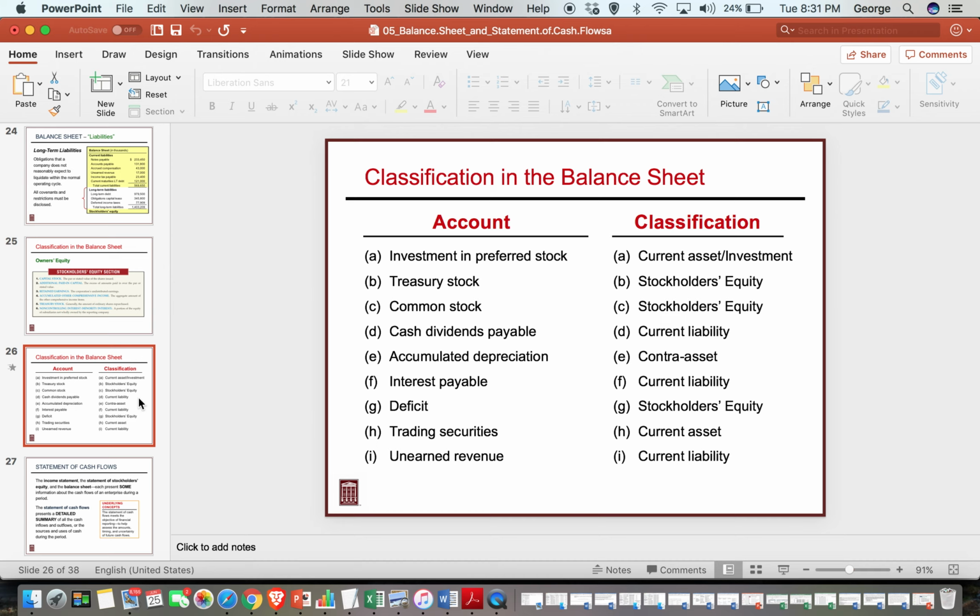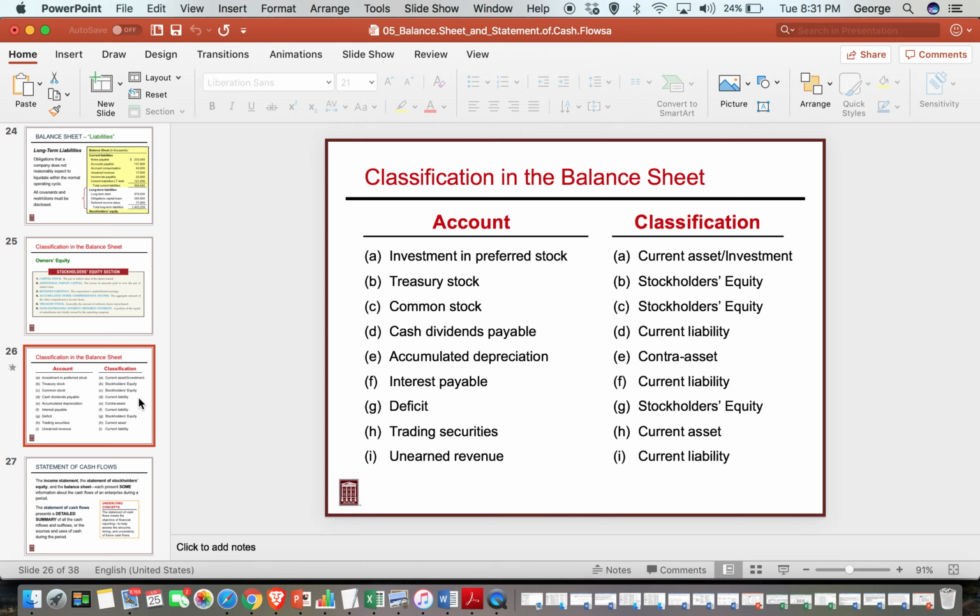All right, so here are some examples of equity accounts and their classifications. Investment in preferred stock would be a current asset, or could be an investment if it's long-term. Treasury stock would be part of equity. Common stock, part of equity. Treasury stock, by the way, is when we buy our own stock back. Common stock is stock that we issue to our shareholders. Cash dividends payable would be a current liability. Normally we pay that within 30 days, I think, of declaring the dividend.